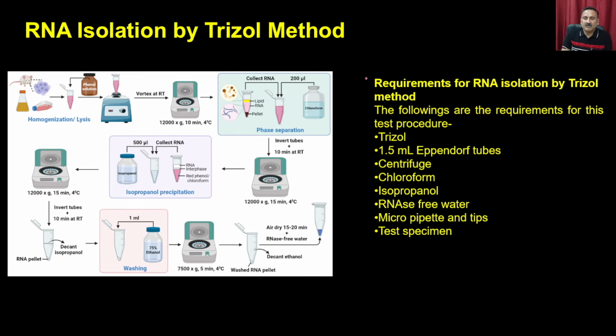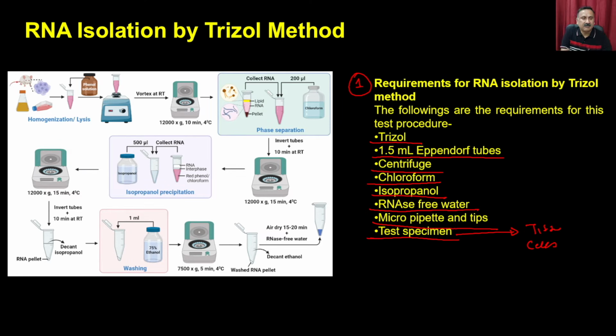So what are the requirements? The first thing you require is trizol. You require 1.5 ml Eppendorf tubes, a centrifuge, chloroform, isopropanol, RNA-free water, micropipettes and tips, and the test specimen. So you require either the tissue or the cells.